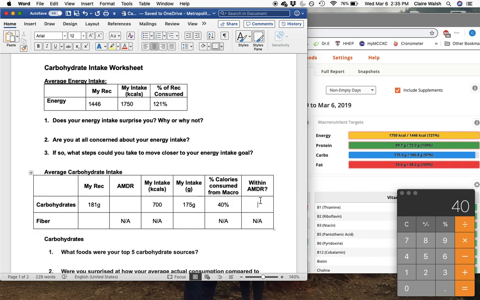So in this section of the worksheet, you'll need to write yes or no. Was basically looking back to what the acceptable macronutrient distribution range is for carbohydrates. Did your calorie consumption from carbohydrates fall within that range? And you'll have to do a little bit of evaluation. So we'll move on to this fiber portion here.